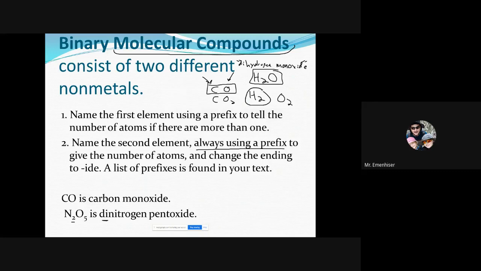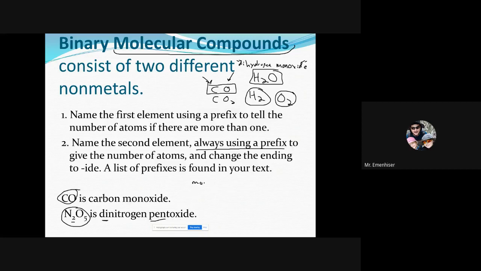This is called hydrogen or dihydrogen. This is called oxygen or dioxygen. This is carbon monoxide. This is dinitrogen pentoxide. Okay, di means 2, penta means 5. Okay, let's go through the prefixes.